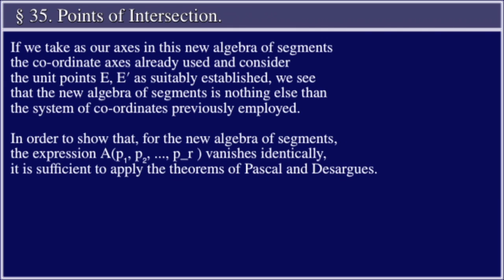If we take as our axis in this new geometry of segments the coordinate axis already used and consider the unit points E and E' as suitably established, we see that the new algebra of segments is nothing else than the system of coordinates previously employed. In order to show that, for the new algebra of segments, the expression A of p sub 1, p sub 2 through p sub r vanishes identically, it is sufficient to apply the theorems of Pascal and Desargues.